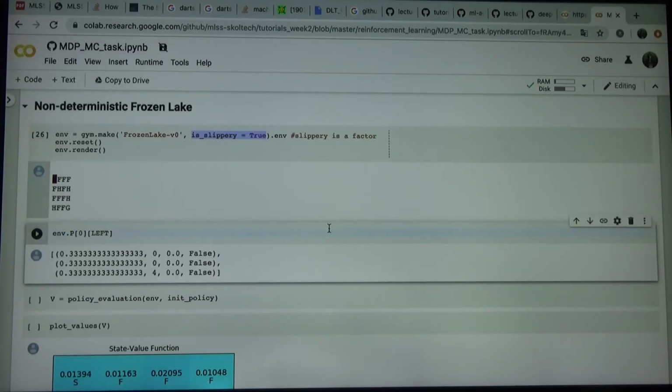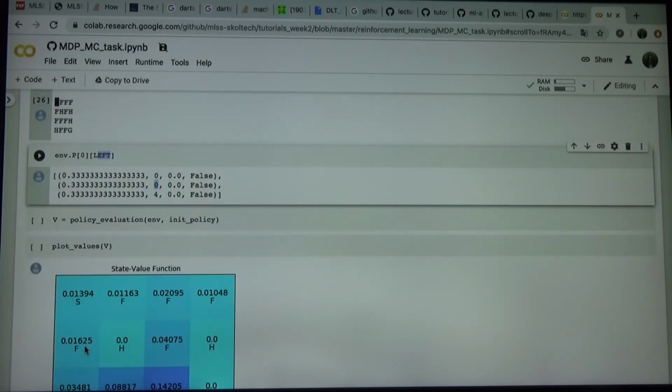Let's look at the transition probability function. Here, the transition probability is that if we, in the state 0, want to go to the left, with probability 0.333 we're going to end up in state 0, or we're going to go down to the state number 4.